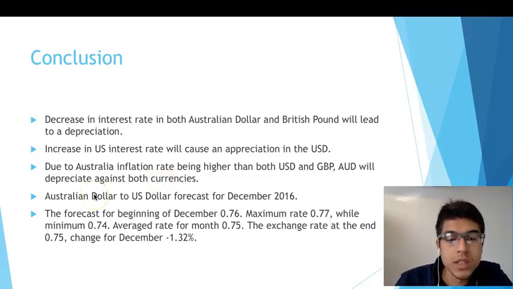Australian dollar to US dollar forecast for 2016. The forecast at the beginning of December is 0.76. Maximum rate is 0.77, while minimum is 0.74. Average rate of the month is 0.75, and the rate at the end is 0.75. The percentage change for December is negative 1.32.